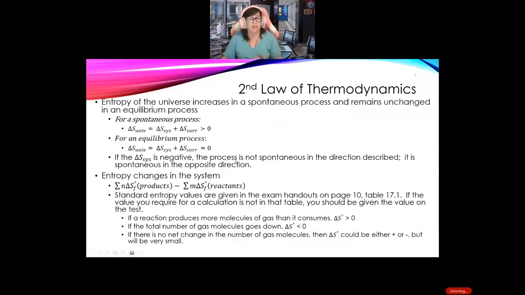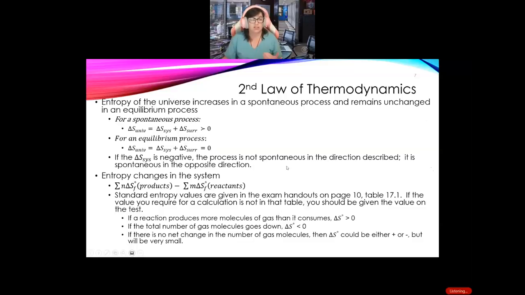has to equal it. So if the delta S for the system is negative, the process is not spontaneous in the direction described. It's spontaneous in the opposite direction. Entropy changes can be calculated in the exact same way that we talked about calculating enthalpy changes.